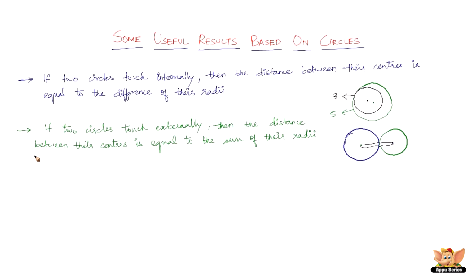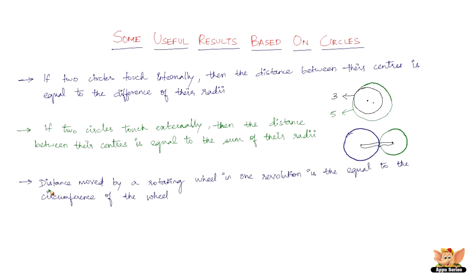All right, so let's go to the next result. Let's see what it is. So here we are with another result which says the distance moved by a rotating wheel in one revolution is equal to the circumference of the wheel. So say for example, if you've got a cycle and say you've got a bigger cycle and a smaller cycle, and then say you ride your smaller cycle and complete one revolution in your small cycle and one revolution in a bigger cycle, which cycle would have taken you farther? Definitely the bigger one, because what it says is the distance moved by a rotating wheel in one revolution is equal to the circumference of the wheel.